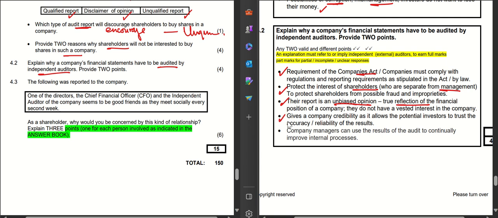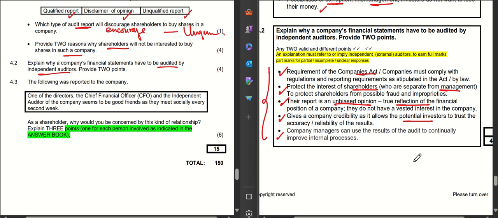And the next point, it gives a company credibility as it allows potential investors to trust the accuracy or reliability of the results. And then lastly, a company's managers can use the results of the audit to continually improve internal processes. This is the reason why we need to have companies audited by external auditors.